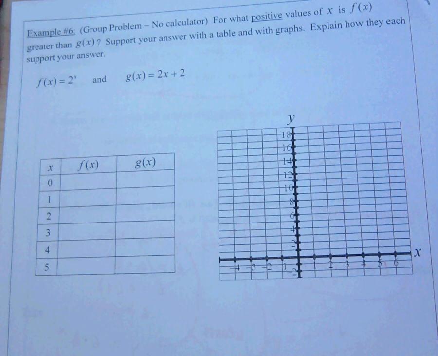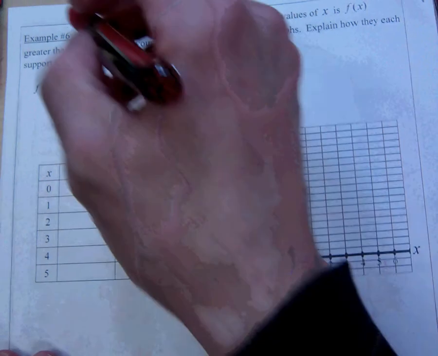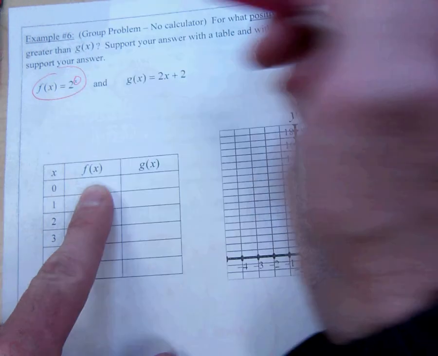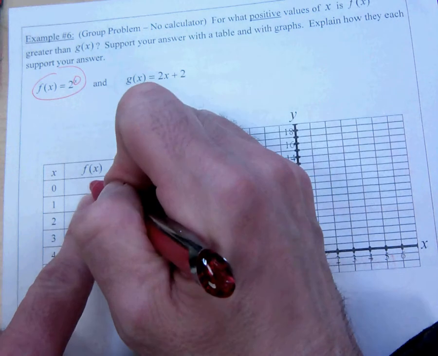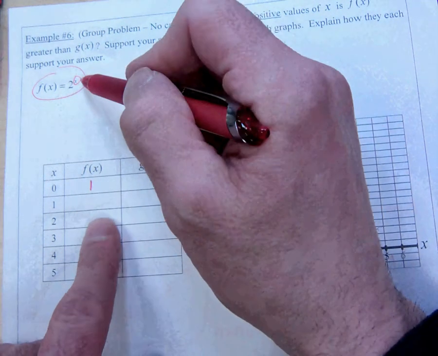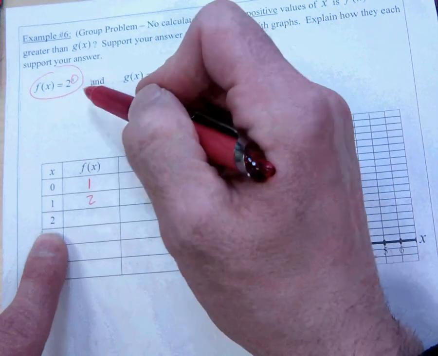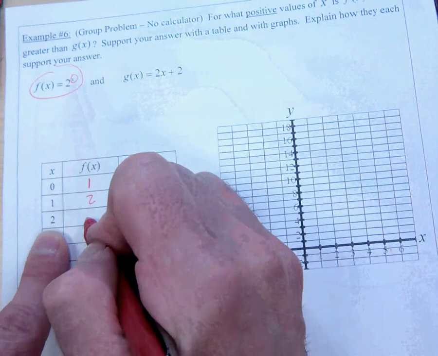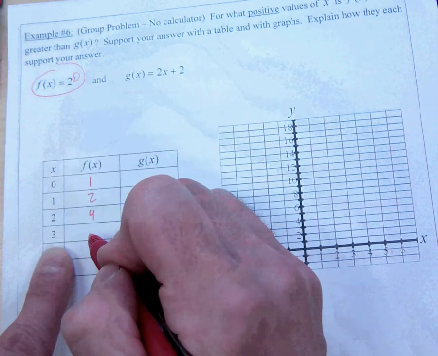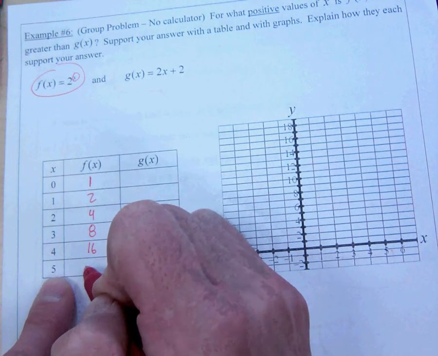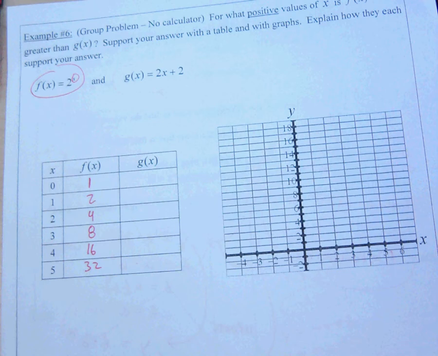All right, ready, guys? Okay, so here we go. To get these values, I'm going to put in 0 there. Everybody, what's 2 to the 0 power? 1. Then what happens when I put a 1 in there? What's 2 to the first power? 2. What happens when I put a 2 in for x? What's 2 squared? 4. What about a 3? What's 2 cubed? 8. What's 2 to the 4th? What's 2 to the 5th? 32. All right, any questions there?